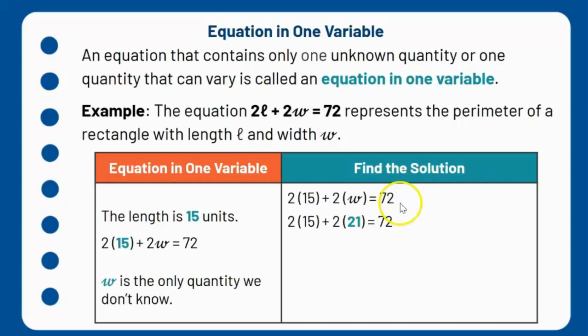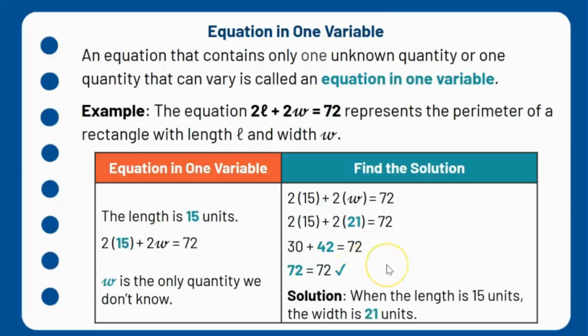In order to find the solution, we're solving for W. In this case, 21 is the solution because substituting 21 for W in this equation results in a true statement. We can show that this is a true statement by simplifying the left-hand side. 2 times 15 is 30. 2 times 21 is 42. 30 plus 42 is going to give us 72. 72 equals 72 is a true statement. The solution for this equation is that when the length is 15 units, the width is 21 units.